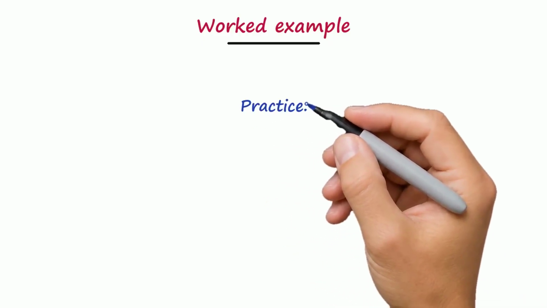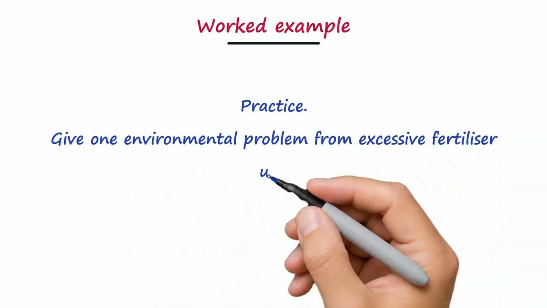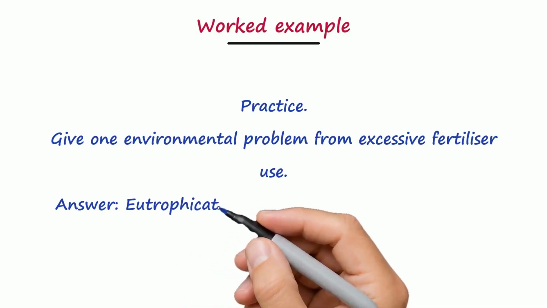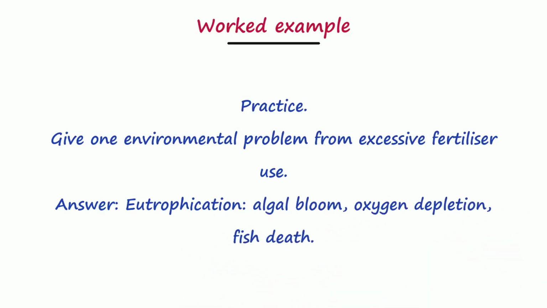Practice. Give one environmental problem from excessive fertilizer use. Answer. Eutrophication, algal bloom, oxygen depletion, fish death.